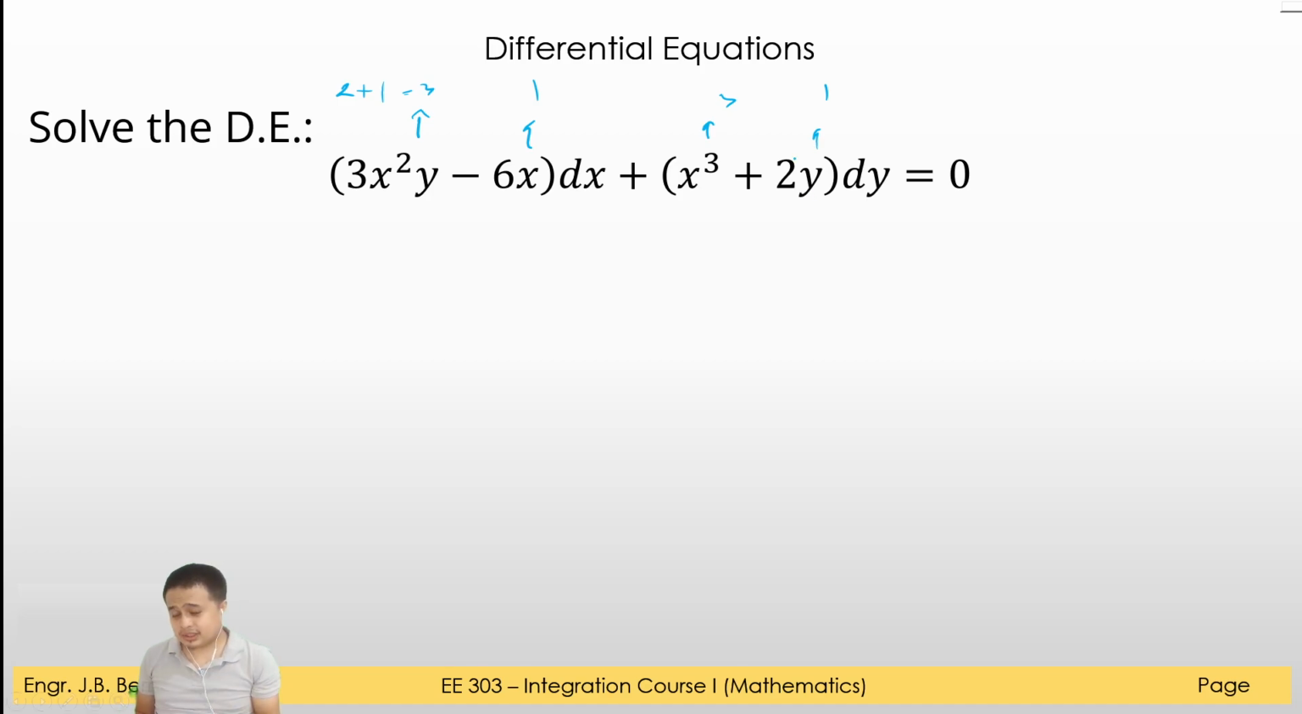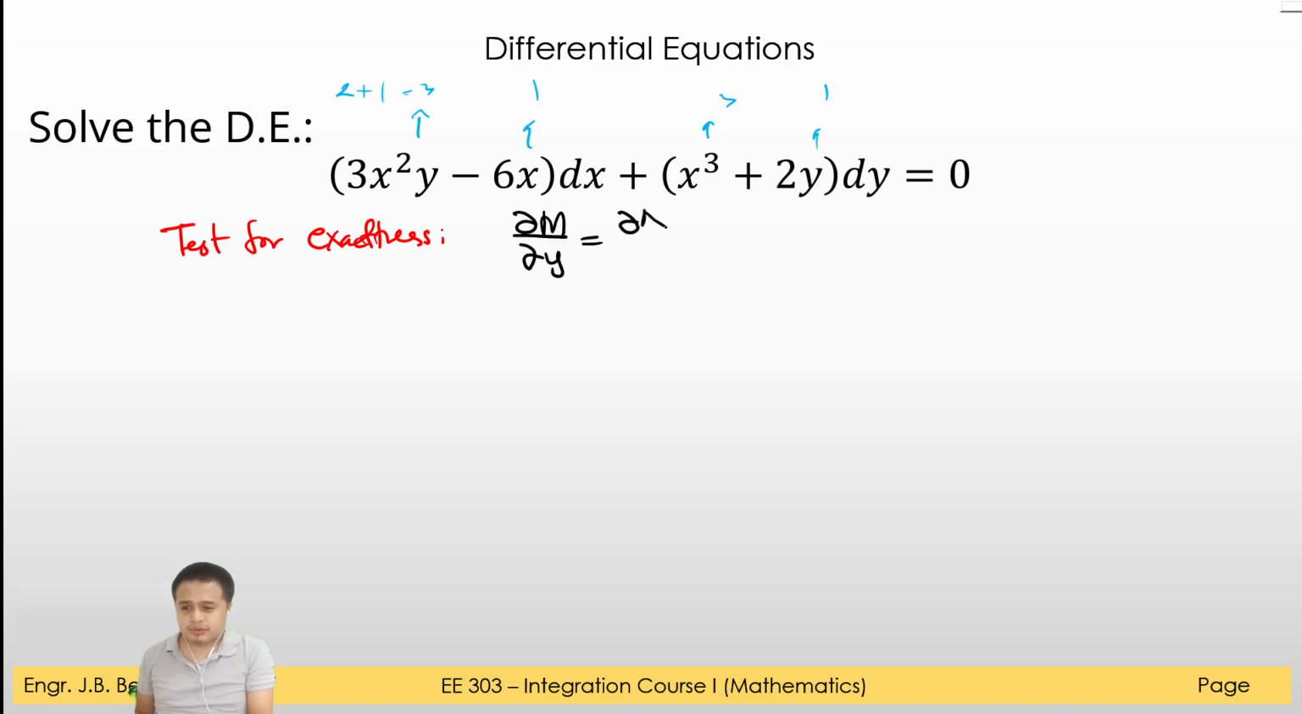So we should try a different method. We can try for exactness, or we can try if this is an exact differential equation. We have the test for exactness. So the test for exactness is my next. The partial derivative of M with respect to y is equal to the partial derivative of N with respect to x. So which is M, which is N, which is y, which is which?